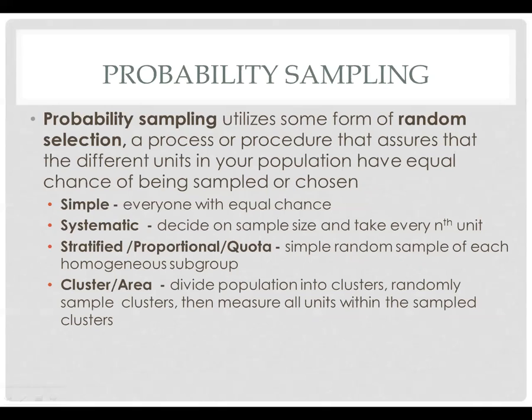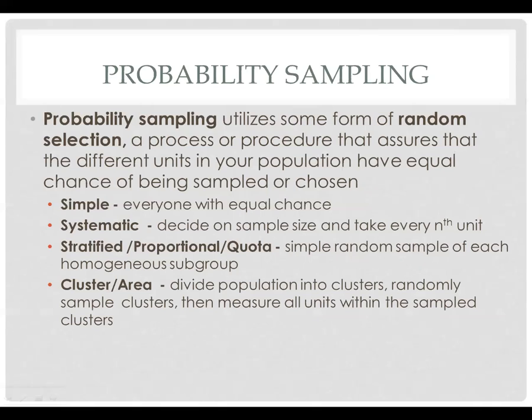You have a systematic sample, which means you order everyone in some particular order, whether it's alphabetical order or assign them a number. You start with a random start number, and then based on your sample size, you take every nth unit of that list.